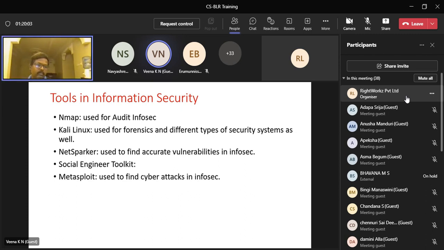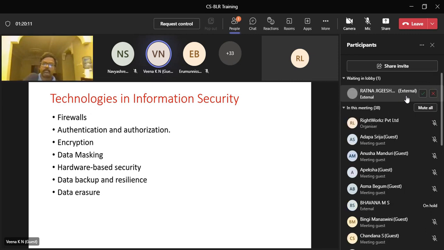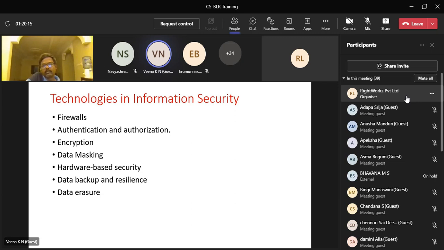Metasploit is used to find cyber attacks in InfoSec. Technologies which are used in information security are firewalls, authentication and authorization, encryption, data masking, hardware-based security, data backup and resilience, data erasure. These are the technologies which are used in information security.